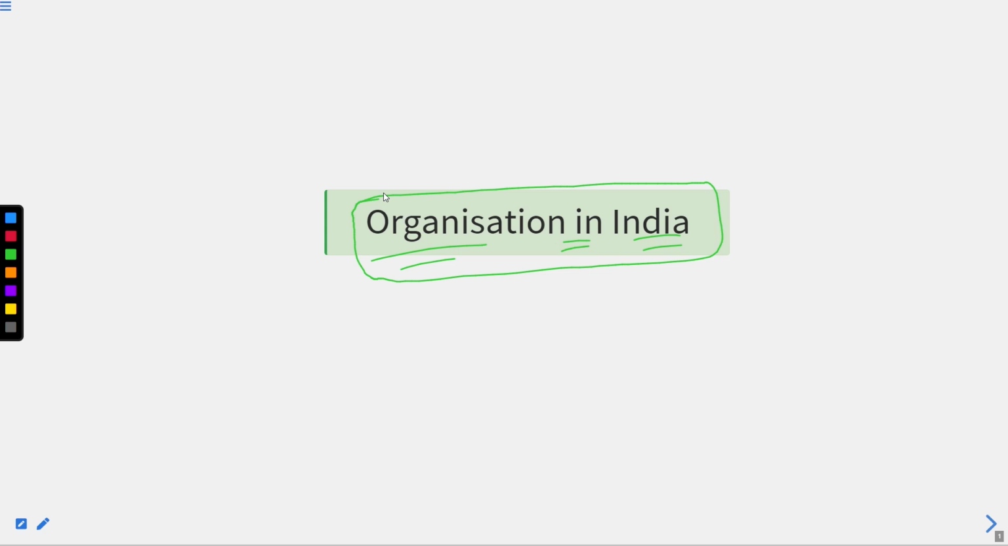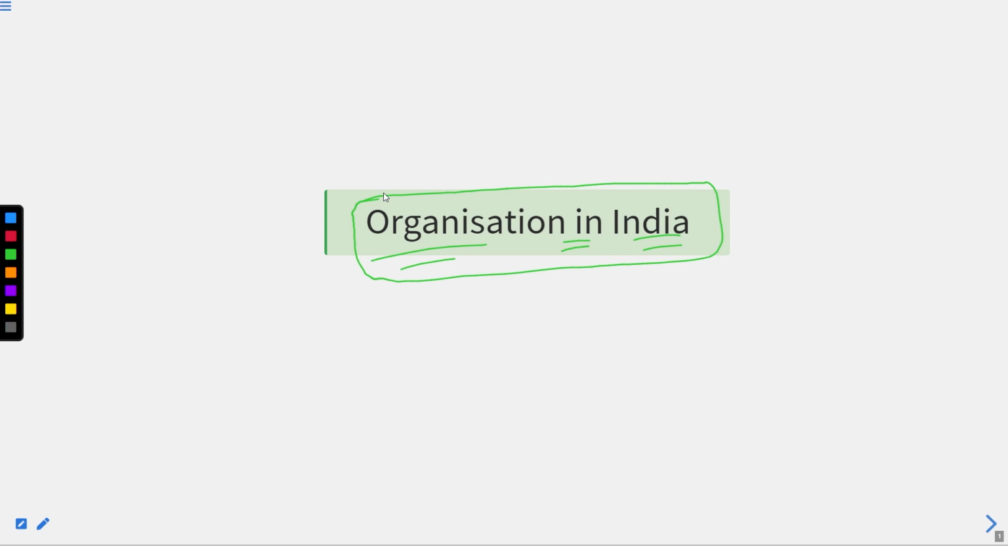All right. Before starting this lecture, let me tell you one thing. As far as organization formation is concerned in a country like India, generally we have four types of organizations. First, charter organization. Second, statutory organization. Third, constitutional organization. Fourth, legal organization. All right. So what is the basis for classifying these organizations? These organizations are classified on the basis of their creation.